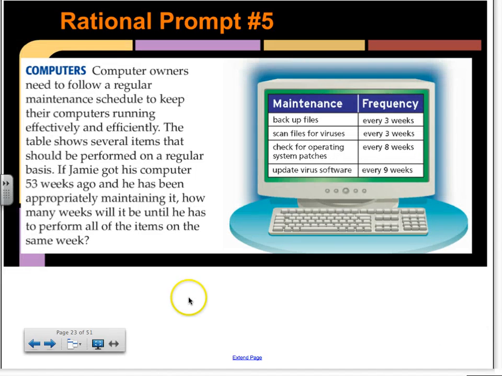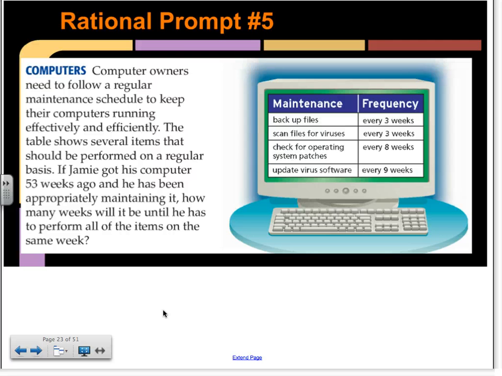So the question here is, how many weeks will it be until he has to perform all of the items in the same week? If you notice, backing up files and checking for viruses both happen every 3 weeks, so there is an overlap. He has to do those 2 tasks every 3 weeks. But the real question is, when will he have to do all 4 tasks at one time? Is there a strategy to solve this kind of problem? What do you think? Any idea on how to do this?